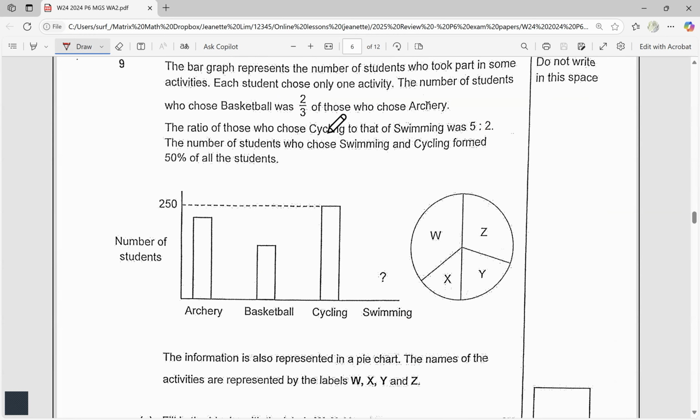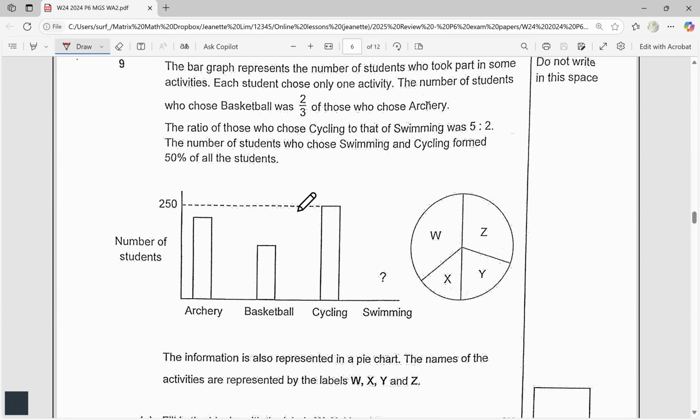The bar graph represents the number of students who took part in some activities. Each student chose only one activity. The number of students who chose basketball was two-thirds of those who chose archery. The ratio of those who chose cycling to those who chose swimming was 5 to 2. The number of students who chose swimming and cycling formed 50% of all the students.